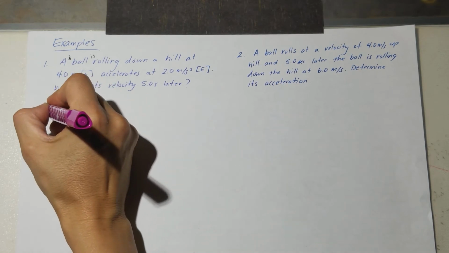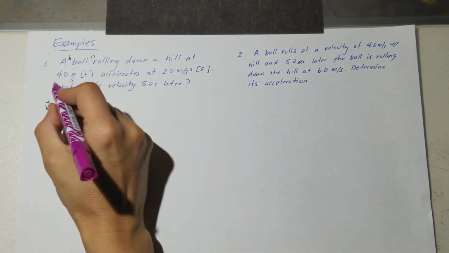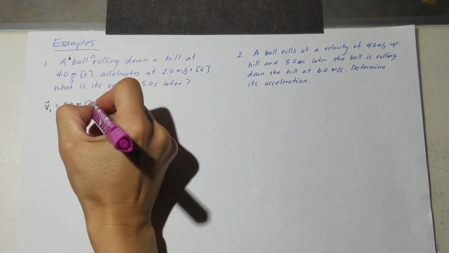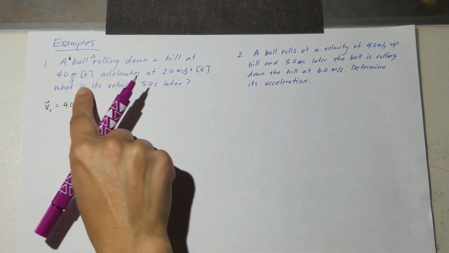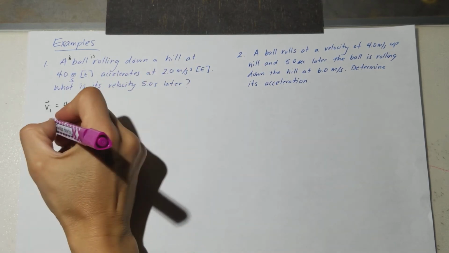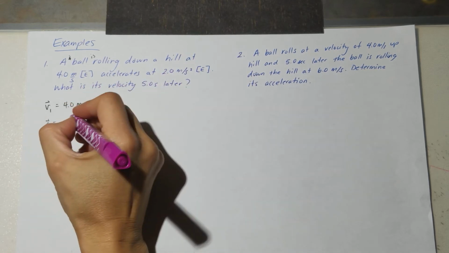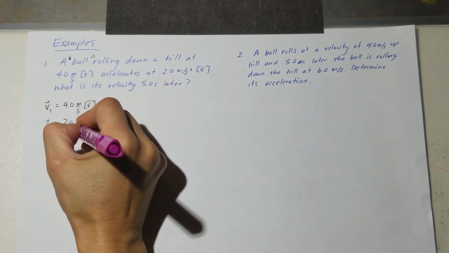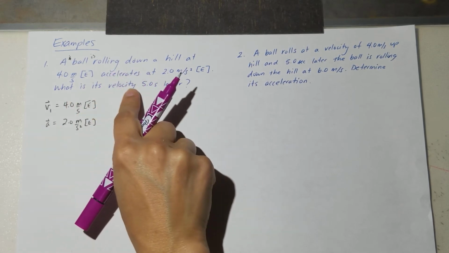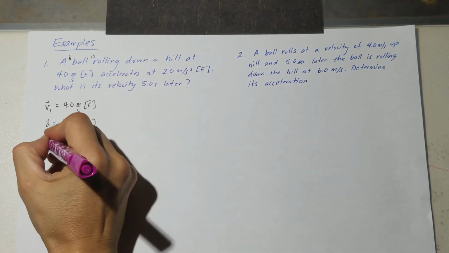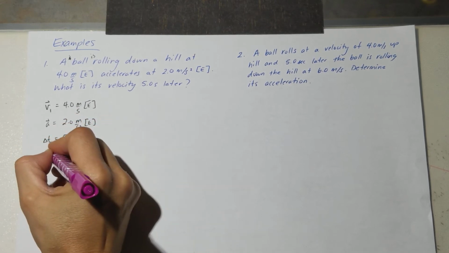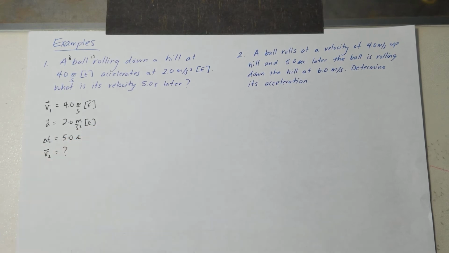Okay, so the initial velocity is 4.0 meters per second east. Oh, we actually want to find the velocity v2. Okay, it accelerates at 2 meters per second squared east. We want to determine the velocity 5 seconds later. So that means the time interval is 5 seconds, and we want to find the velocity.